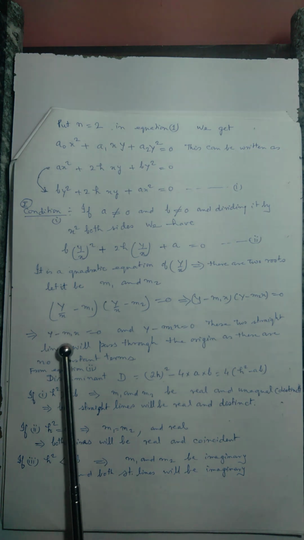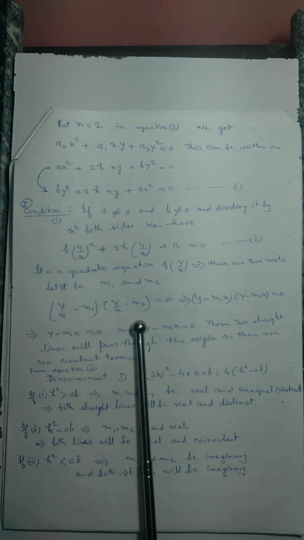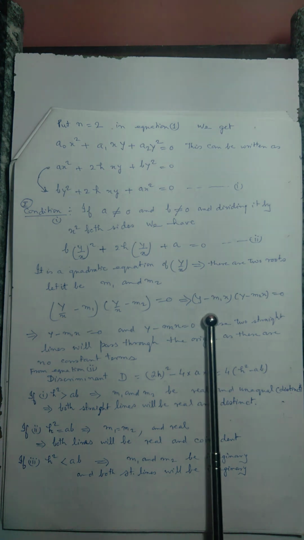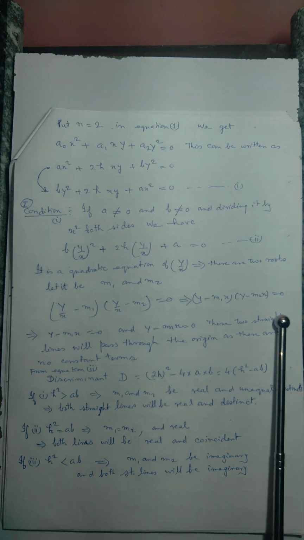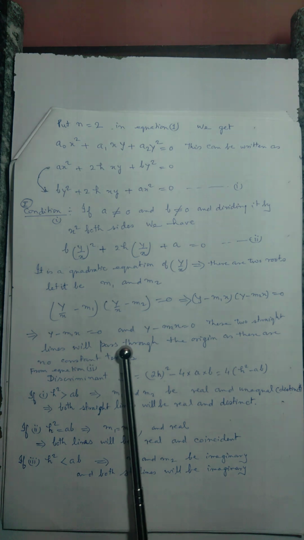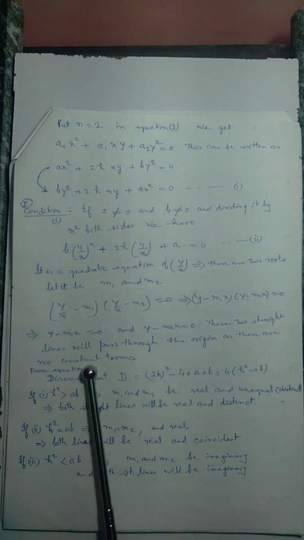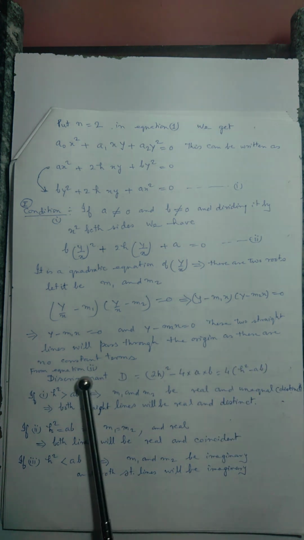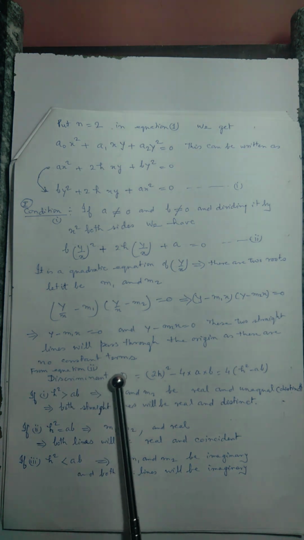Therefore (y/x − m1)(y/x − m2) = 0. Just solve it. You will get (y − m1x)(y − m2x) = 0. This implies that y − m1x = 0 and y − m2x = 0. These are the two straight lines. The lines will pass through the origin as there is no constant term; we are getting only the x and y terms.